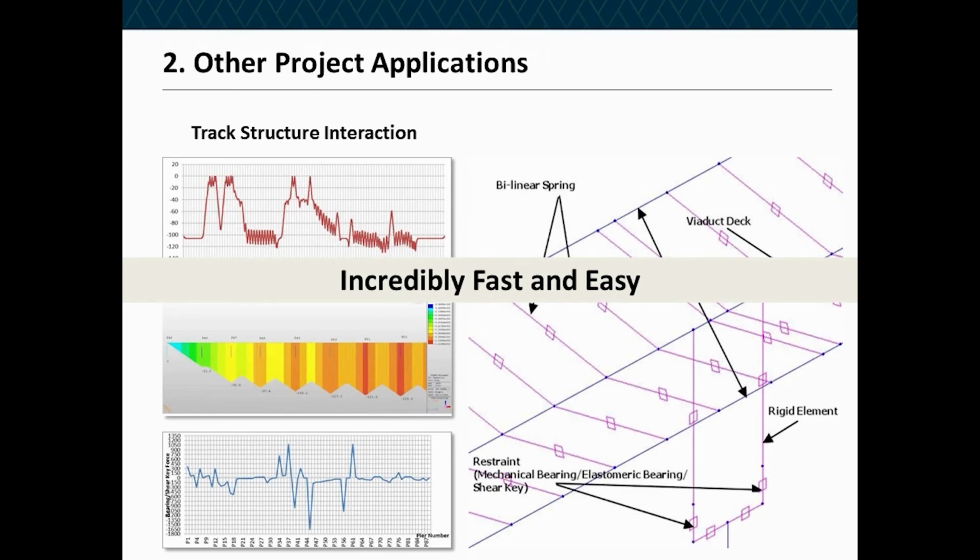We'd done track structure interaction analysis before. We'd even done it before using MIDAS without the wizard. But using the wizard is incredibly fast in terms of setting up all of the different nodes that you need with your horizontal springs and what have you. So it's just a useful tool there that we put to good use.